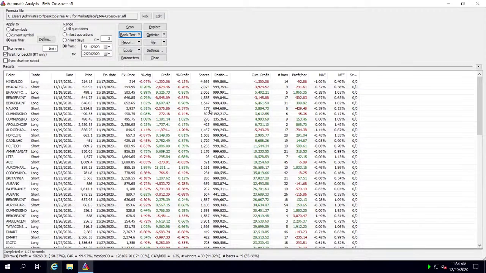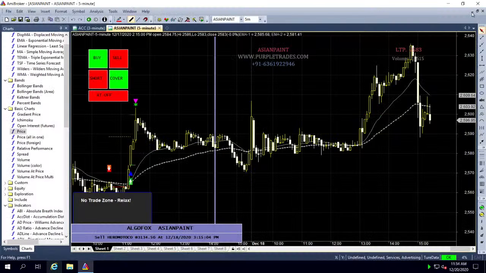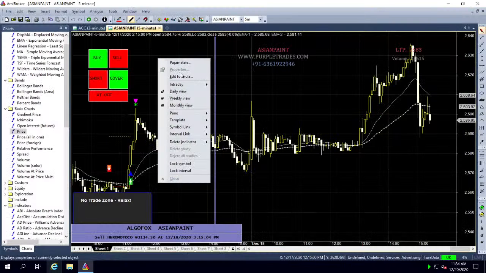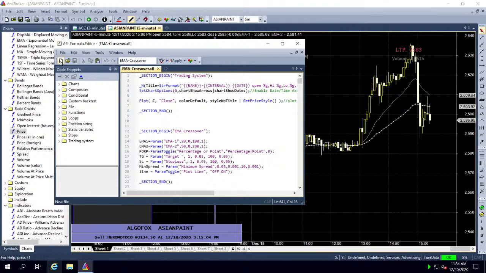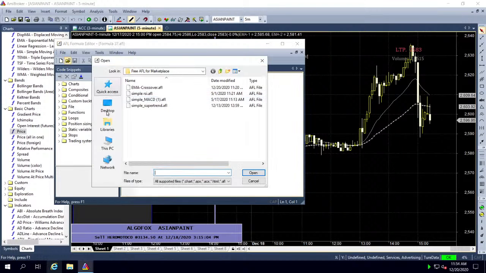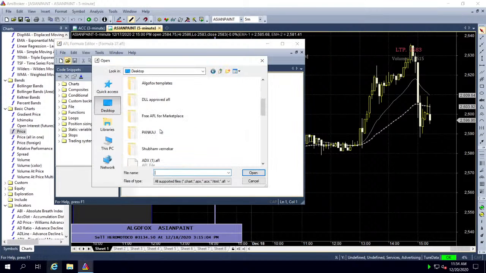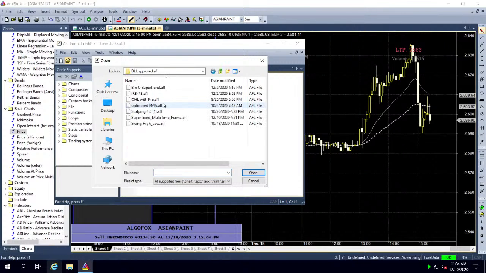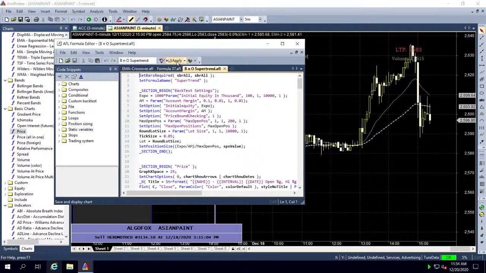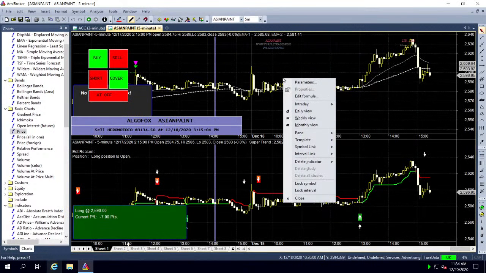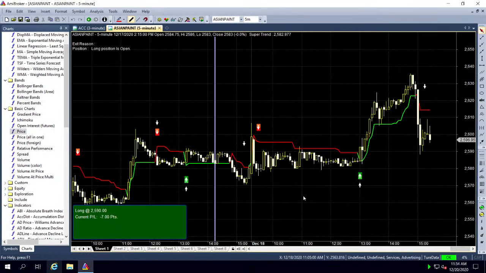For optimization, I will use a different AFL so that we will have a mix and variety of AFLs in the discussion as well. So say I will be using an AFL that is Supertrend. I'm using all simple AFLs, nothing very fancy or complicated. So say I'm using the Supertrend AFL. This is how Supertrend looks.